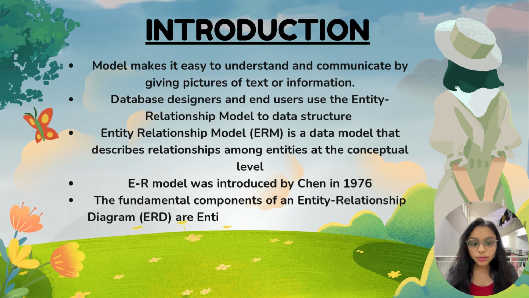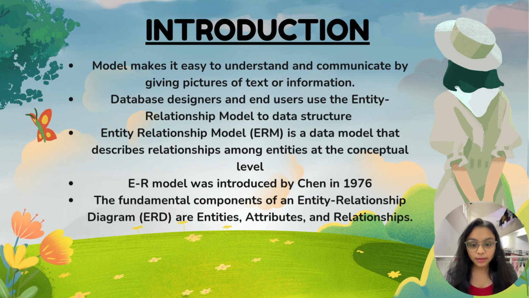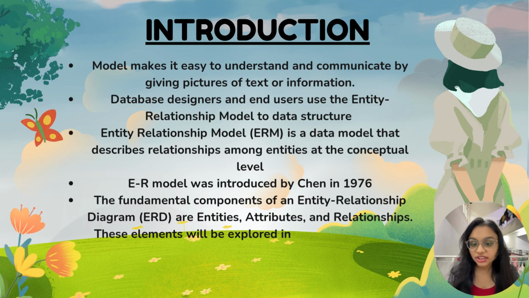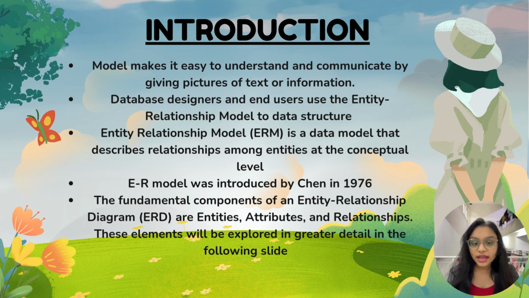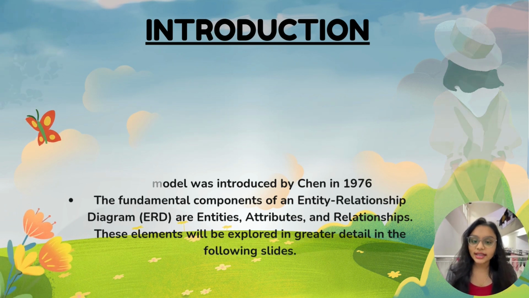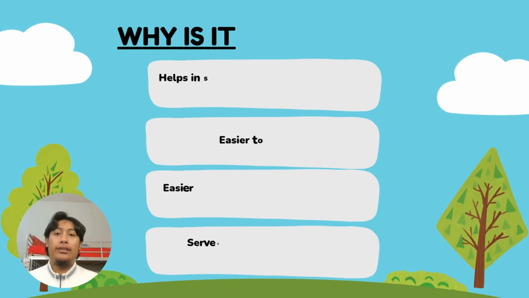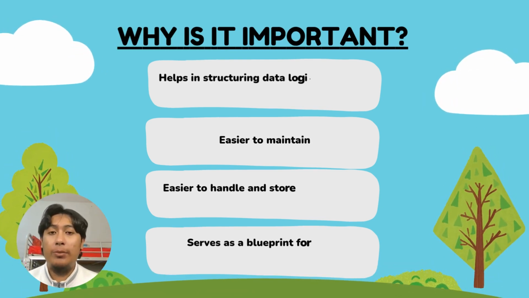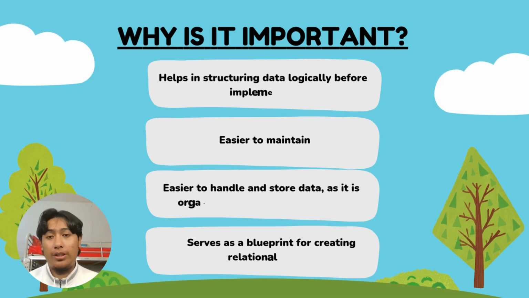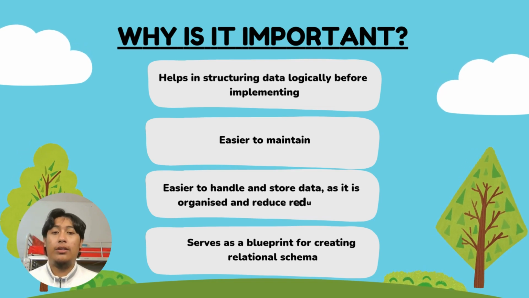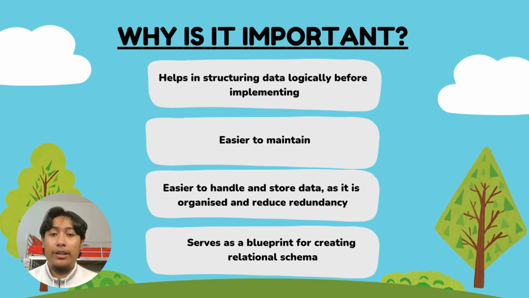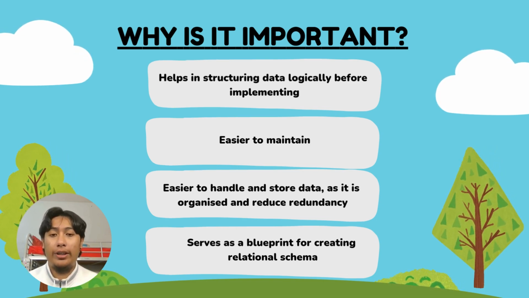The fundamental components of an entity relationship diagram are entities, attributes, and relationships. These elements will be explored in greater detail in the following slides. It is important as it helps in structuring data logically before implementing, and it is also easier to handle and store data as it is organized and reduces redundancy. It also serves as a blueprint for creating a relational schema.